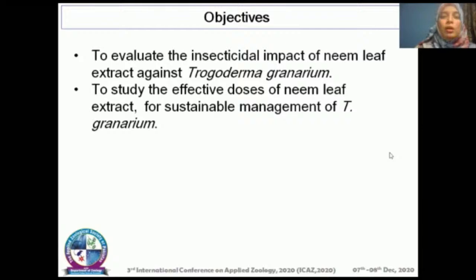The objectives of my research work are to evaluate the insecticidal impact of neem leaf extract against the khapra beetle Trogoderma granarium. The second objective is to study the effective doses of neem leaf extract for the sustainable management of Trogoderma granarium.